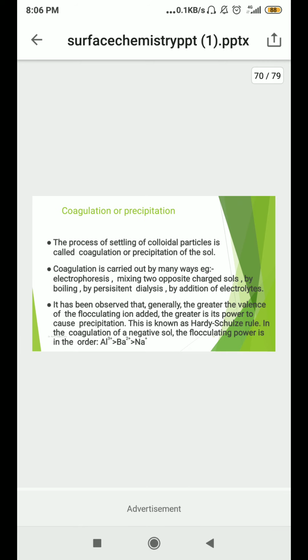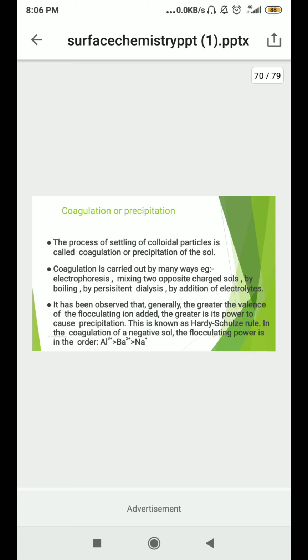The process of settling of colloidal particles is known as coagulation or precipitation of the sol. Coagulation is carried out in many ways, for example, electrophoresis, mixing of two oppositely charged sols, boiling, persistent dialysis, and addition of electrolytes. It has been observed that generally the greater the valence of the flocculating ion added, the greater is its power to cause precipitation. This is known as the Hardy-Schulze rule.